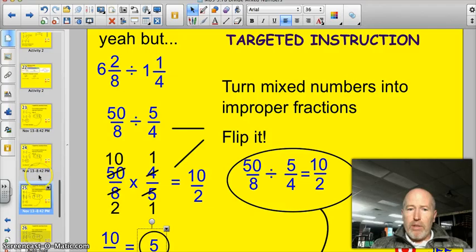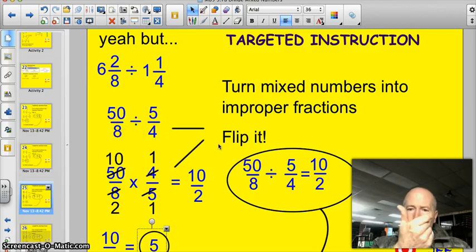There's always a yeah but. So here's my yeah but. Yeah, but what if there's two mixed numbers? This isn't a problem either. Turn them both into improper fractions. So that's what I've done here. 6 and 2/8 divided by 1 and 1/4. 6 times 8, 48, plus 2 gives me 50/8. So I've renamed that as an improper fraction. Same thing here. 1 times 4 is 4, plus 1 gives me 5/4. So I have 50/8 divided by 5/4.